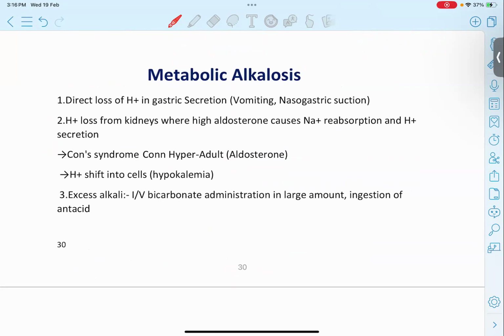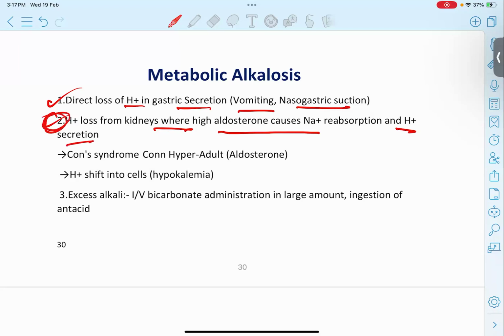Next, we will move into the acidosis and the alkalosis. So metabolic alkalosis. What are the situations we find? What are the causes of metabolic alkalosis? The first cause is direct loss of proton into the gastric secretion, whether it is vomiting or NG suction. Another is loss of proton from the kidney, where high aldosterone causes sodium reabsorption and proton excretion.